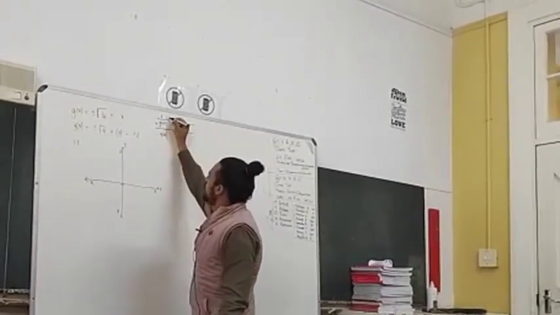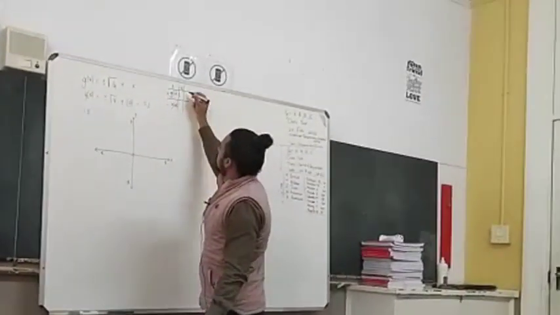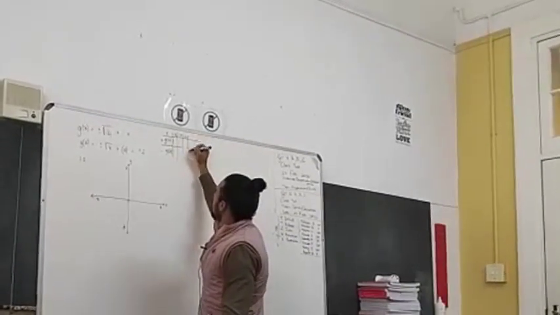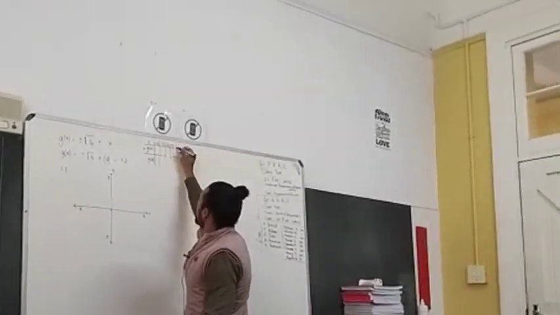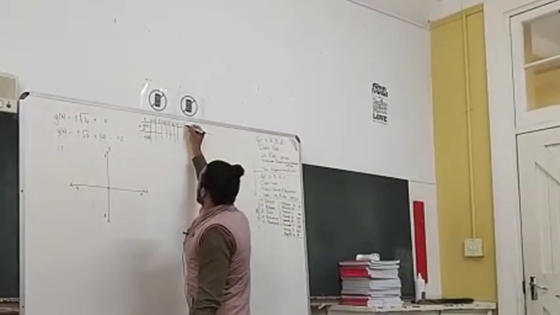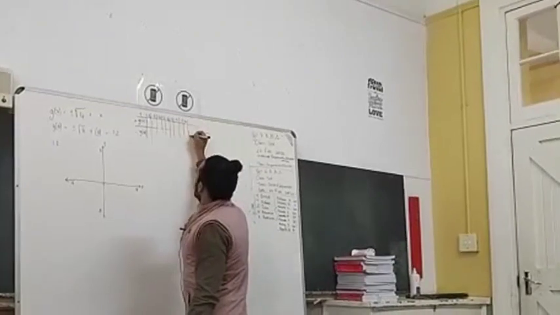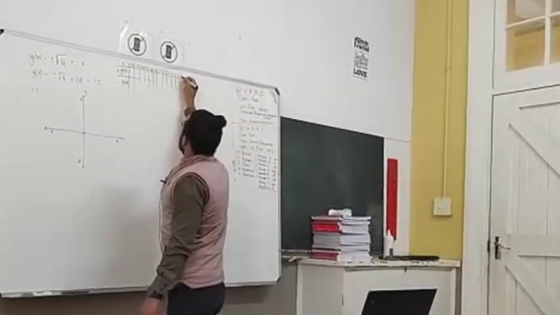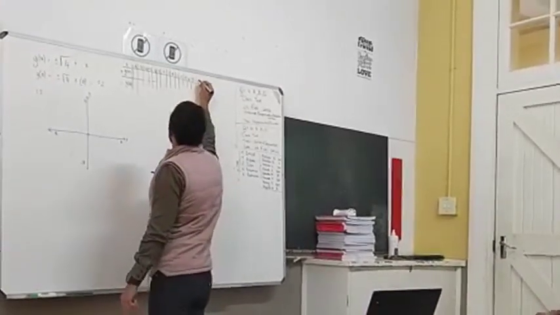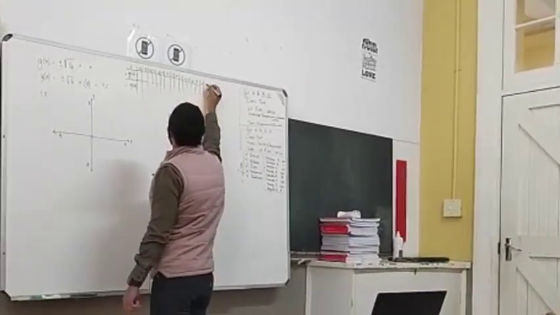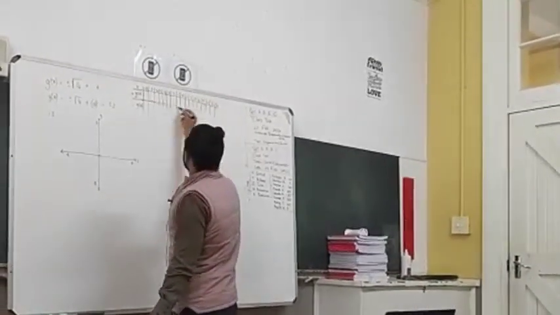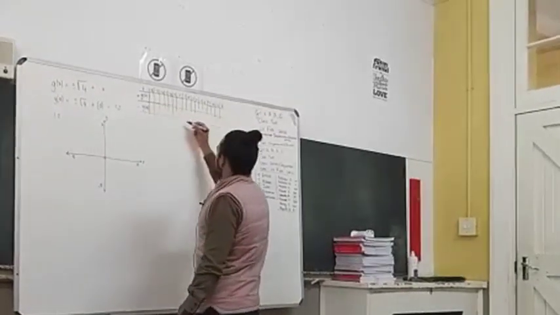So we started here, negative 8, negative 7, negative 6, negative 5, negative 4, negative 3, negative 2, negative 1, 0, 1, 2, 3, 4, 5, 6, 7, and 8. And then you have your different values there.